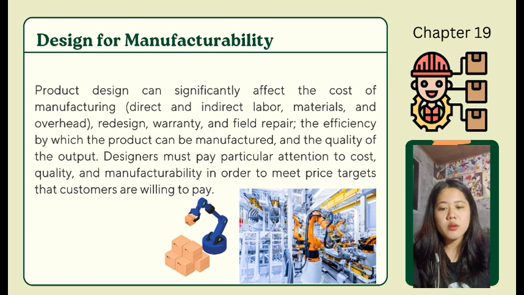So next is the design for manufacturability. So product design can significantly affect the cost of manufacturing, direct and indirect labor, materials, and overhead. The design, warranty, and field repair, the efficiency by which the product can be manufactured, and the quality of the output. So designers must pay particular attention to cost, quality, and manufacturability in order to meet price targets that customers are willing to pay. So simplifying designs can often improve both cost and quality.